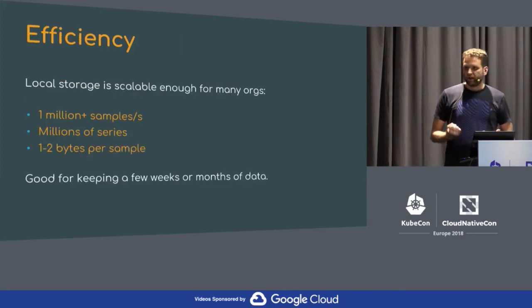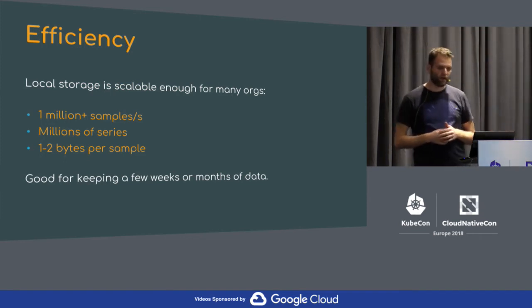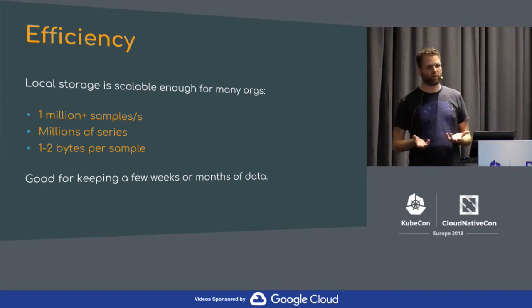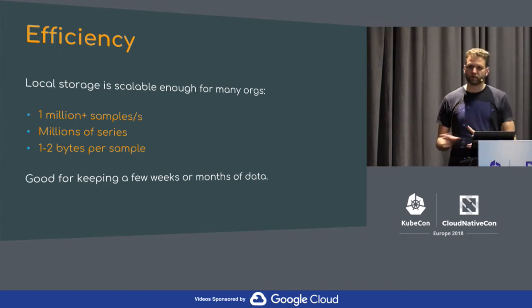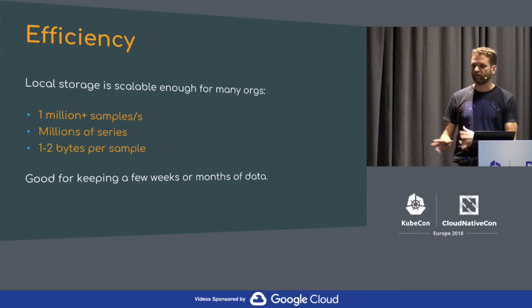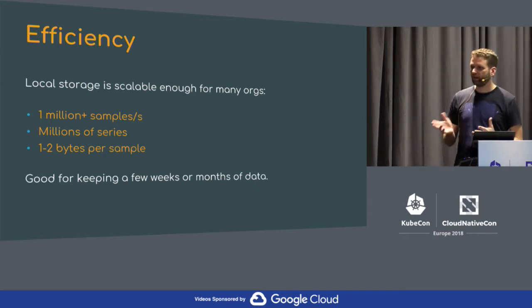A single server is relatively efficient. It depends on the hardware, but if you have a big machine, you can do a couple of millions of active series at a given time and over 1 million samples ingested per second. We store those samples as roughly between 1 and 2 bytes per sample on disk. It's a custom time series database, so this is good for keeping weeks, months.